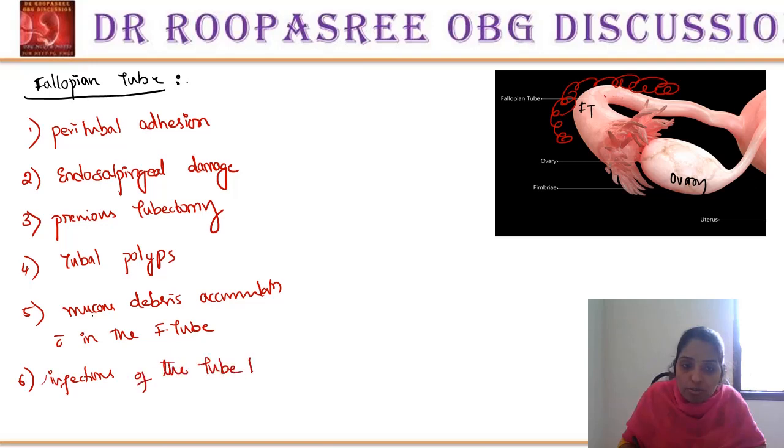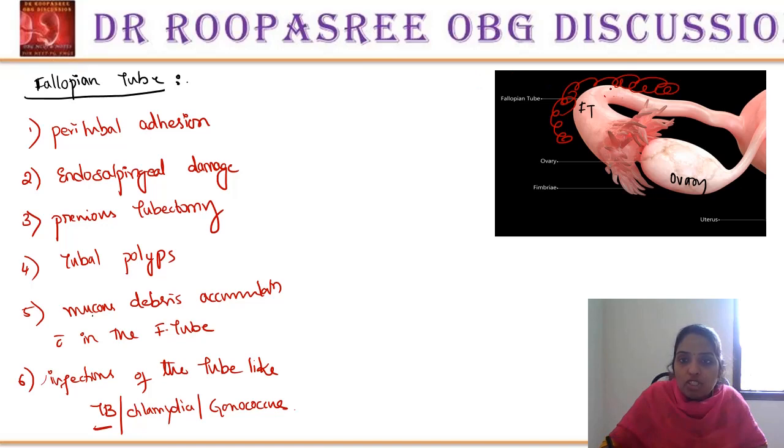Infections of the tube, like mostly in our country the most common infection is tuberculosis, most favorite question of SPM, and also in the obstetrics and gynecology part, tuberculosis is very favorite to all of them. They may be asking so many questions in tuberculosis. And next is chlamydia, and next is gonococcus. Okay, so these are the causes of the fallopian tube.